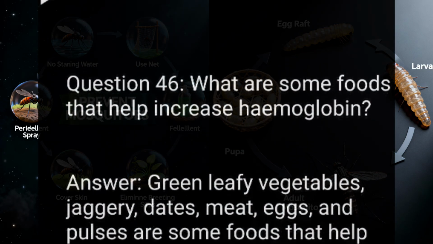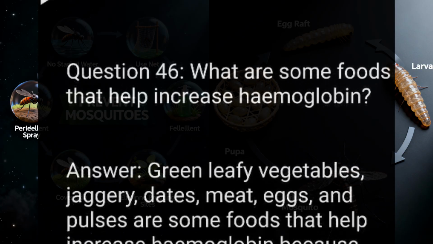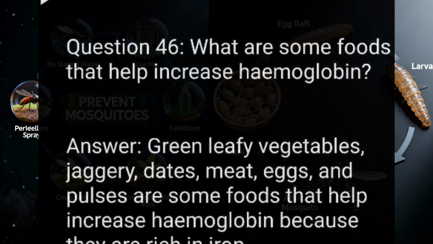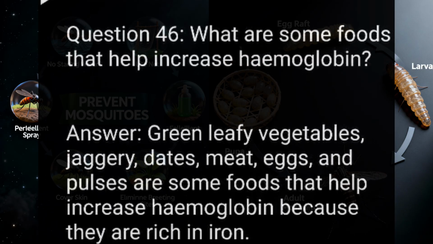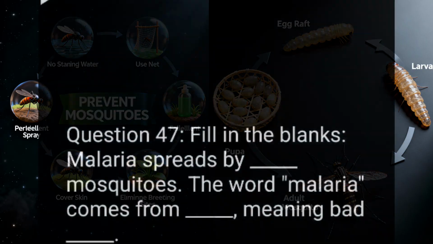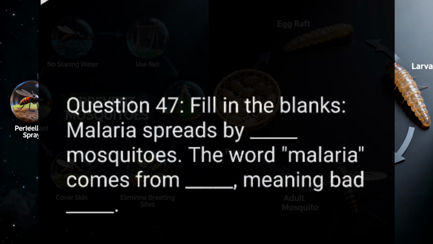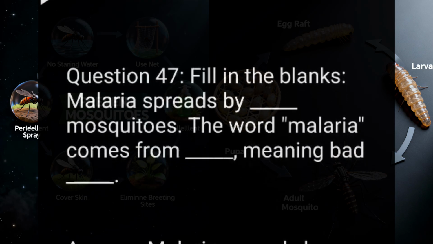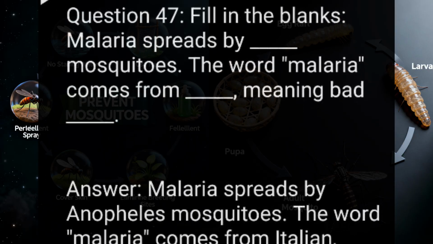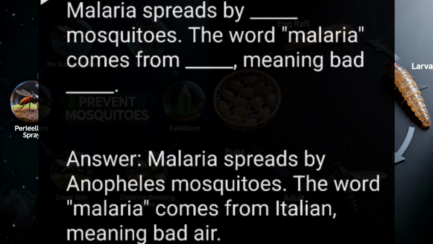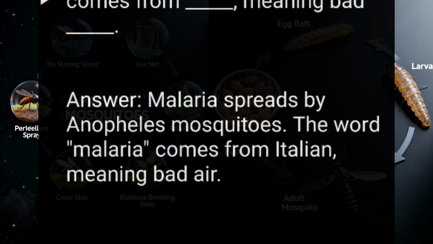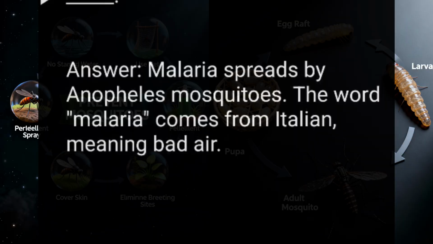Question 46. What are some foods that help increase hemoglobin? Answer. Green leafy vegetables, jaggery, dates, meat, eggs, and pulses are some foods that help increase hemoglobin because they are rich in iron. Question 47. Fill in the blanks. Malaria spreads by blank mosquitoes. The word malaria comes from blank, meaning bad blank. Answer. Malaria spreads by Anopheles mosquitoes. The word malaria comes from Italian, meaning bad air.